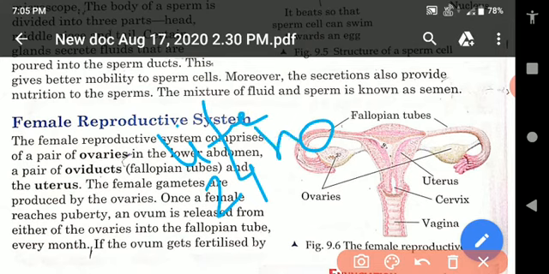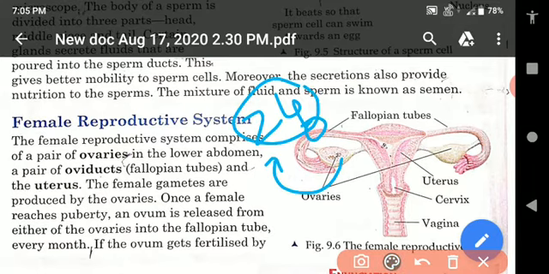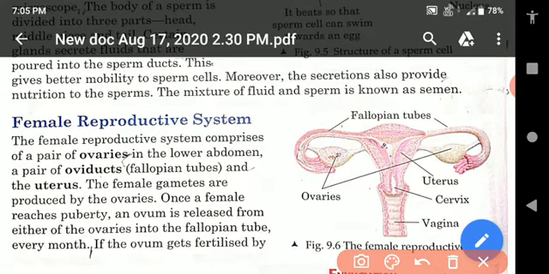Remember this, okay? When the egg is released at a particular time from the ovary, it is present for 24 hours in the fallopian tube. Within these 24 hours, if the male releases sperm, the sperm goes to the fallopian tube and gets fertilized with the ovum. And when it gets fertilized, the zygote forms.